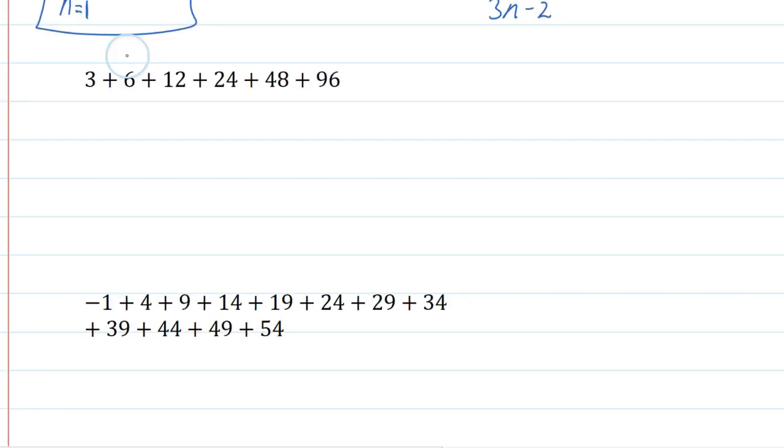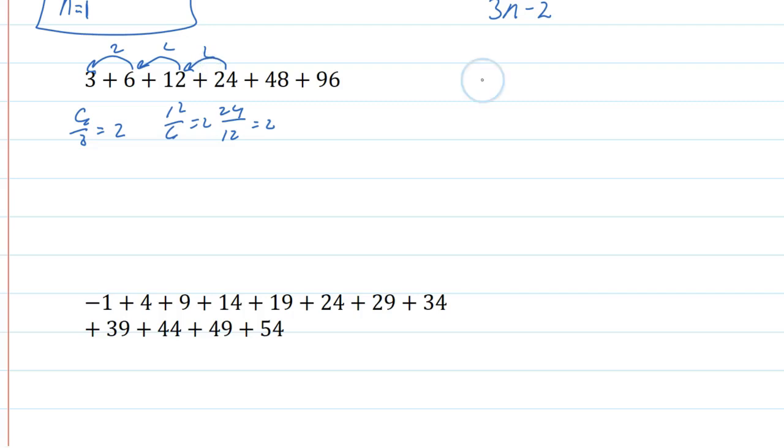Do it again. We look for a common difference. 6 take away 3 is 3. 12 take away 6 is not 3. Don't care what it is, it's not 3. So common difference didn't work. We look for a common ratio. I divide. 6 divided by 3 is equal to 2. 12 divided by 6 is equal to 2. One more time. 24 divided by 12 is equal to 2. So I have a common ratio. That means it's a geometric sequence.